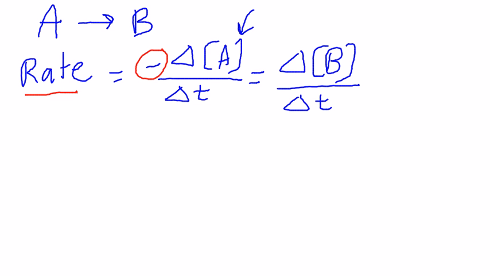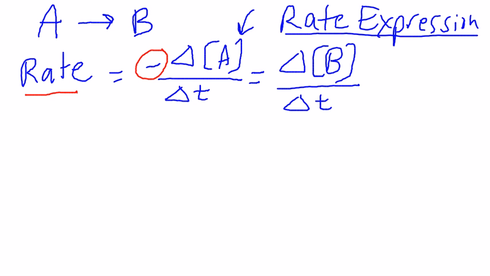The other thing I want to point out is I can set these things equal to one another because they're inextricably linked. B doesn't appear unless A disappears. So I can follow either the disappearance of A or the appearance of B. And this right here is referred to as the rate expression. When I express rate as a function of either A disappearing or B appearing, it is the rate expression.